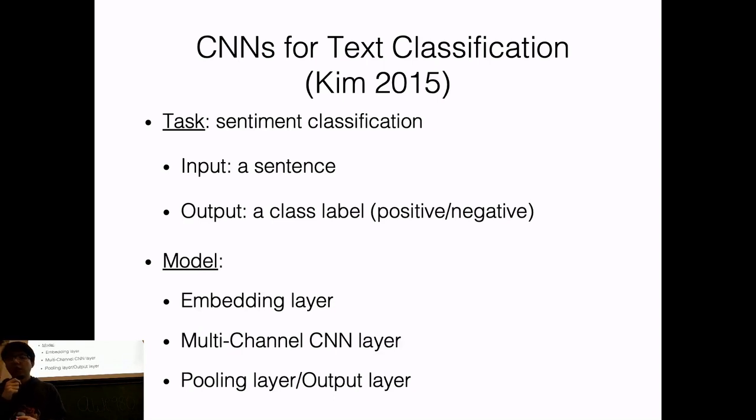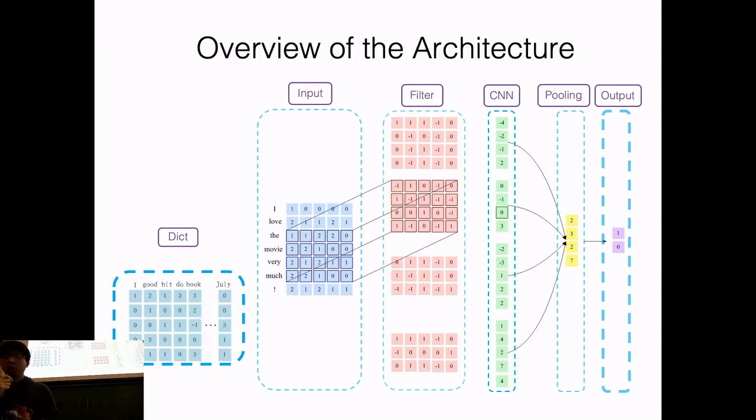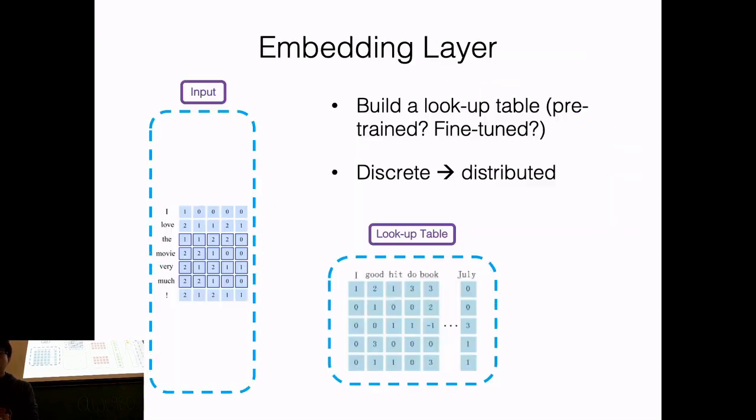The general framework is an embedding layer, a multi-channel CNN layer, and a pooling layer. Here is an overview of this architecture. Maybe this is the input. Suppose we have a sentence, I love this movie very much. The first thing we should do is construct the input matrix, and here is the filter. The filter means this matrix consists of learnable parameters, part of the parameters of the network. This is the pooling result. Then we have the output and the binary classification. I will introduce the components of this one by one.